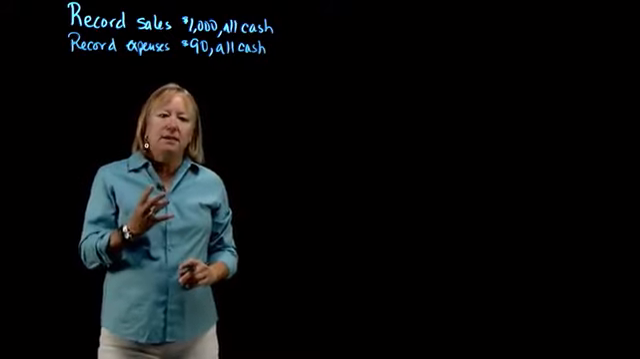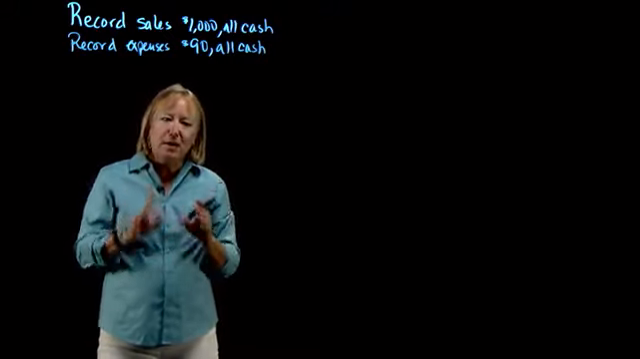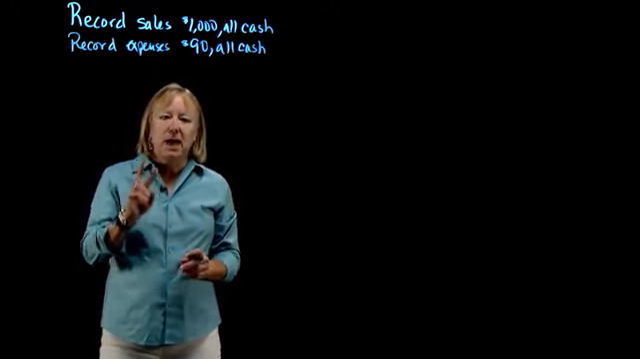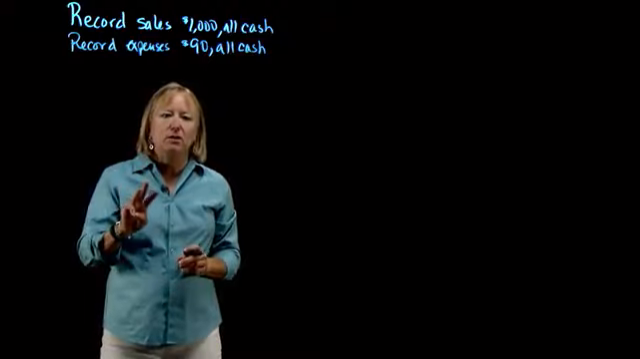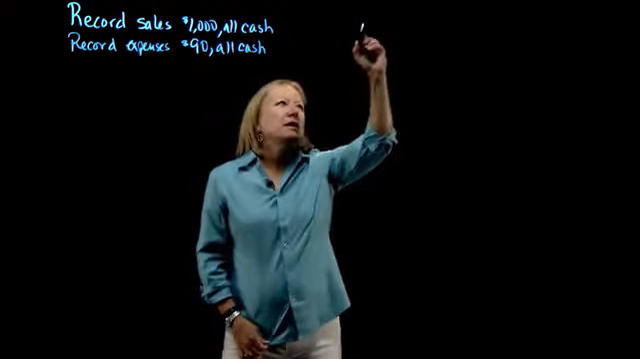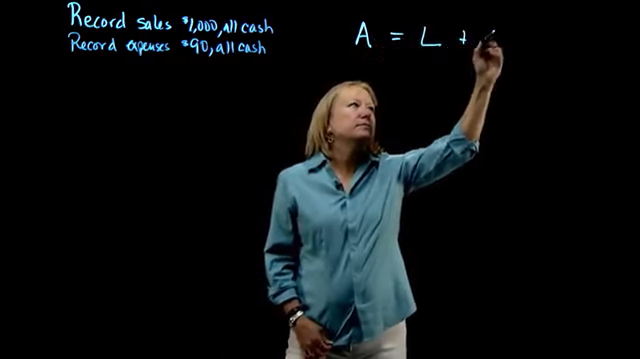Remember, there are 4 things that you need to know to be able to record a journal entry. And I bet by this point you know what they are. They're the accounts affected, the type of account, whether the account goes up or down, and the dollar amount. Let's use our balance sheet equation to help us with that.